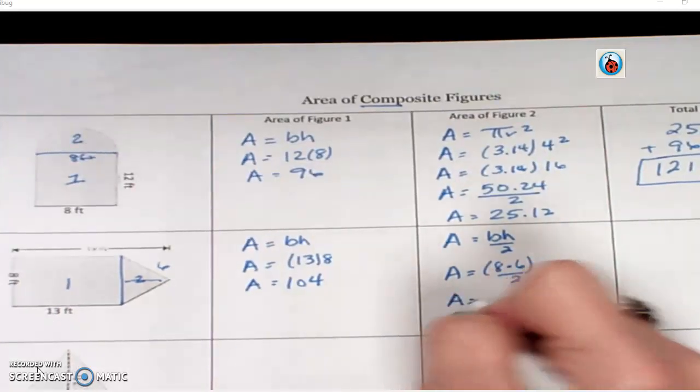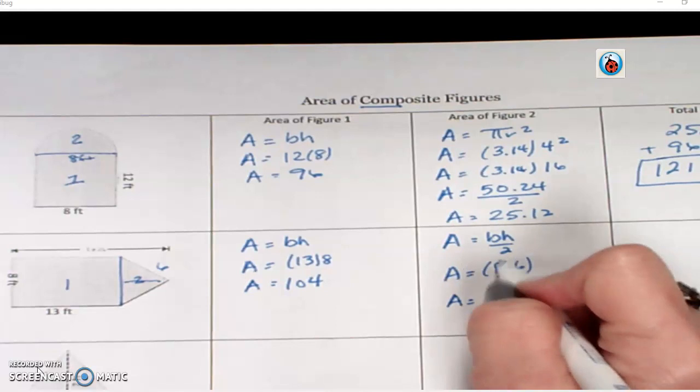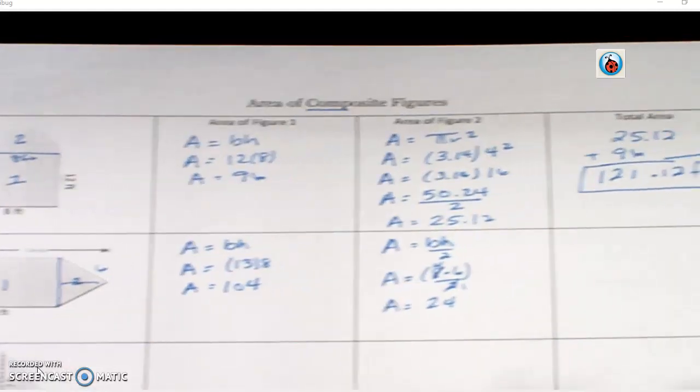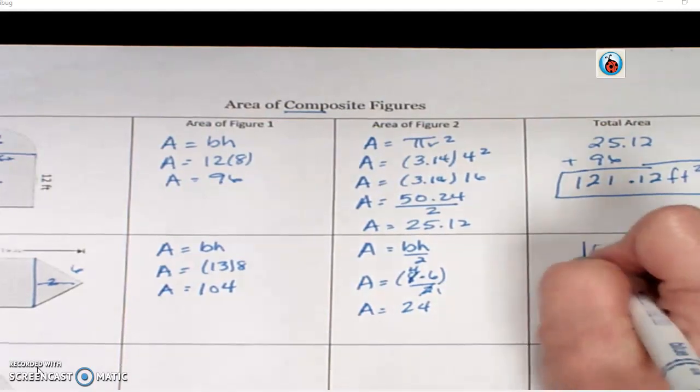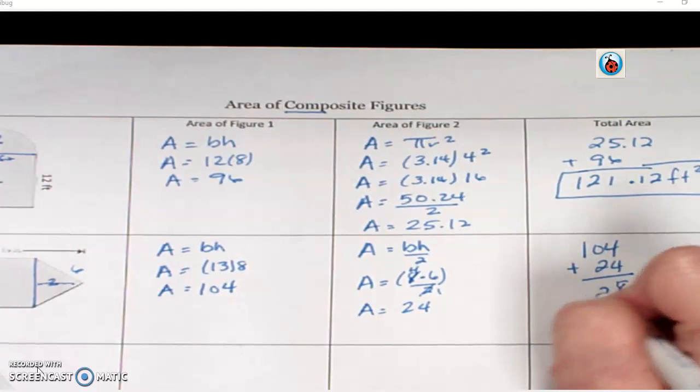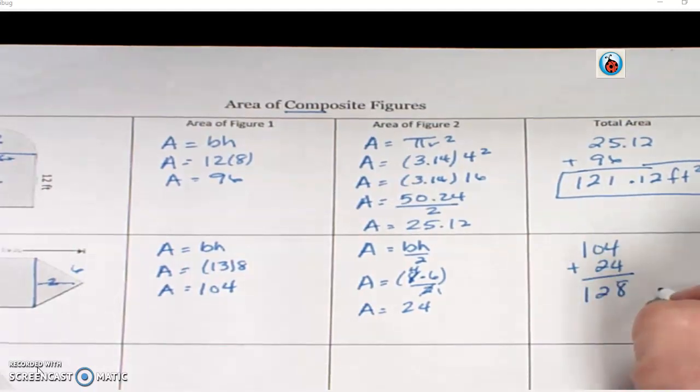Well, remember, I can always take half of a number. Half of 8 is 4, and 4 times 6 is 24. To get my total, I'm going to add 104 plus the 24, and I get 128 feet squared.